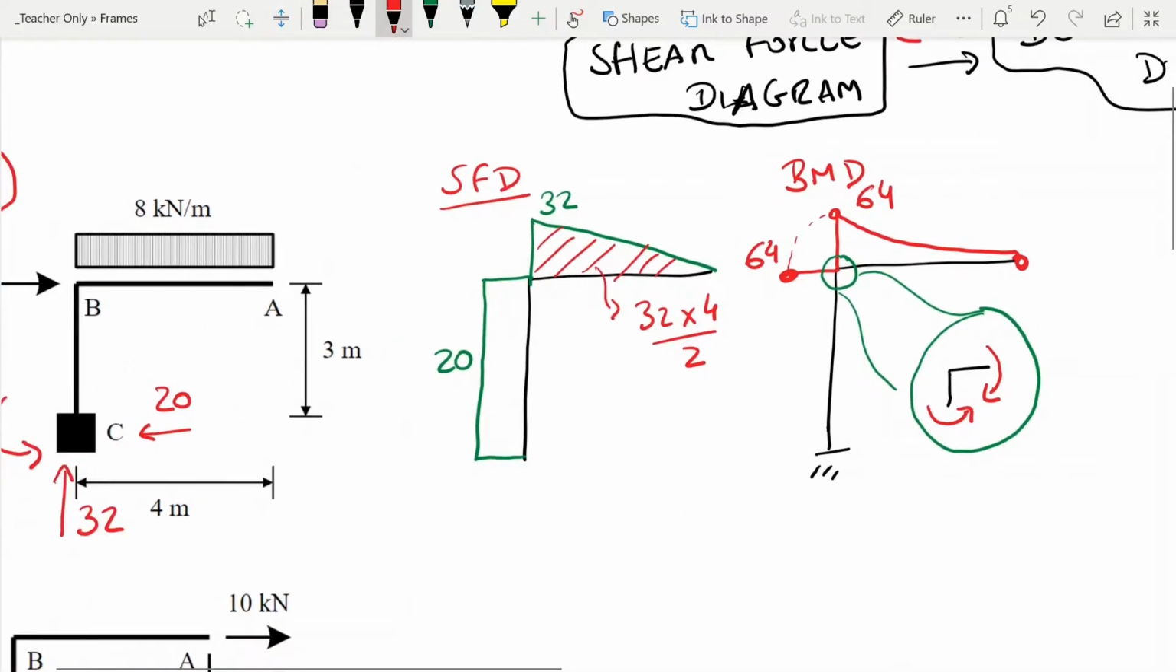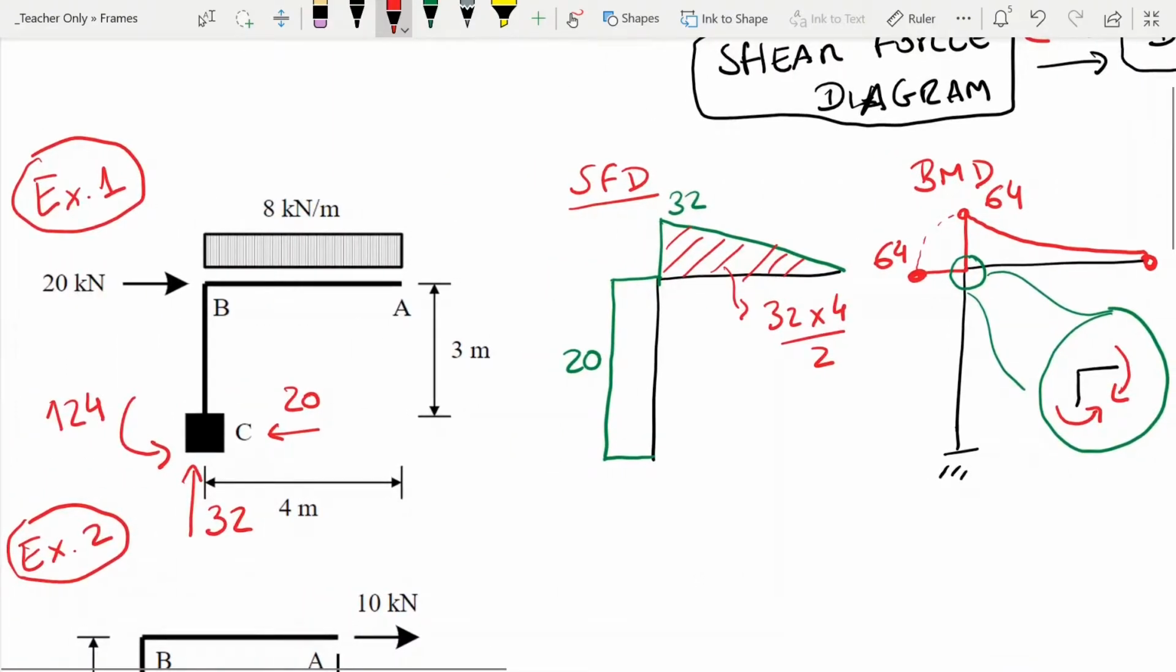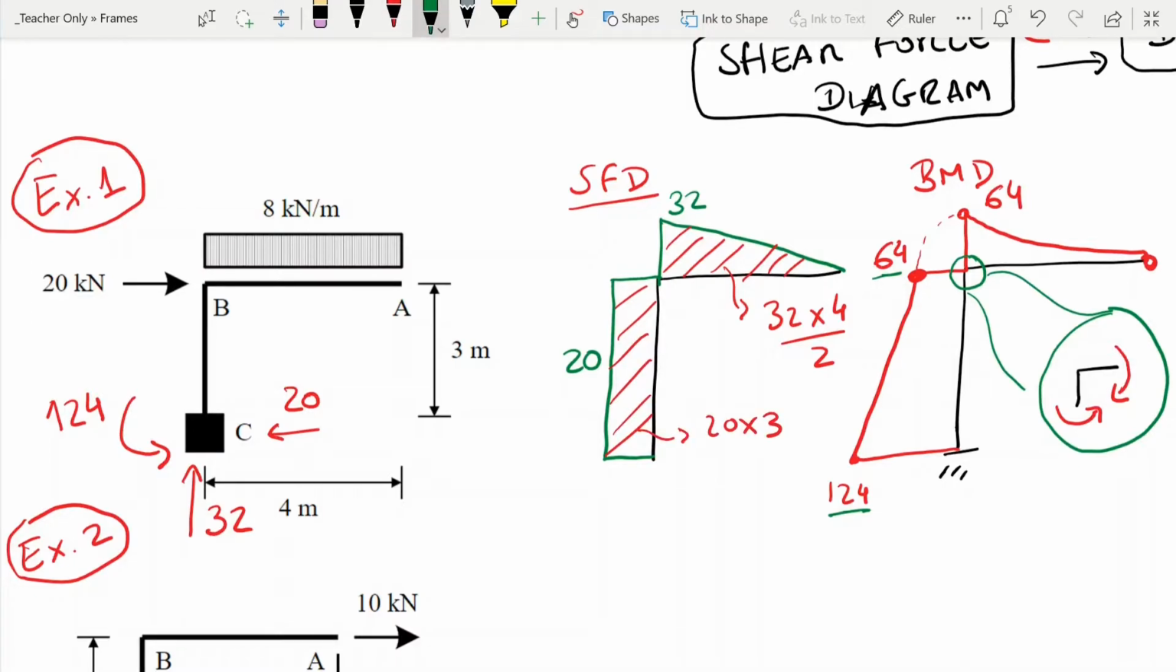So we could say straight away from the reaction that the moment is going to be 124. So we know that's 124 here. And again, no UDL here, so we can connect it with a straight line. Another thing we know is if it goes from 64 to 124, we know that that area of 60, which is 20 times 3, is the reason why we can go from 64 to 124.